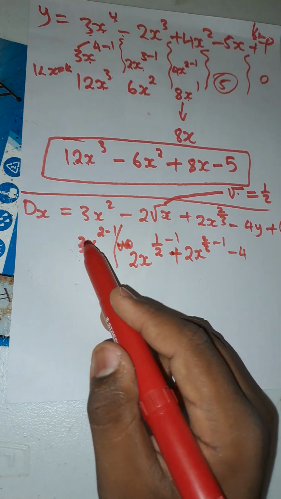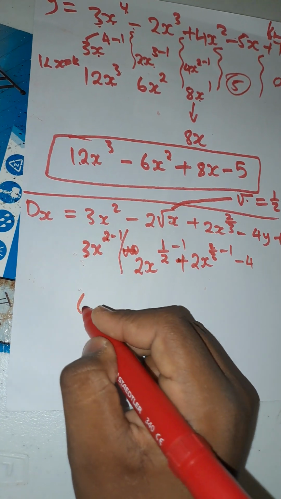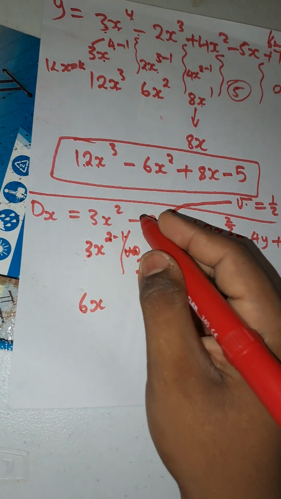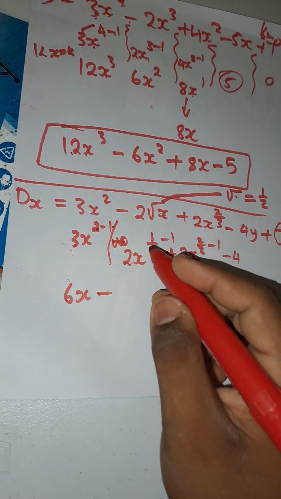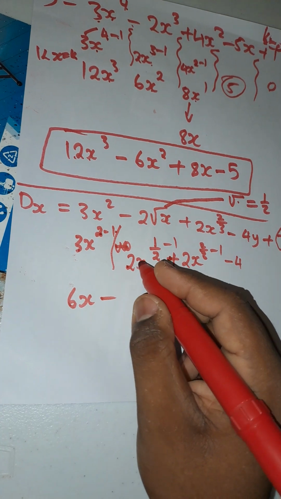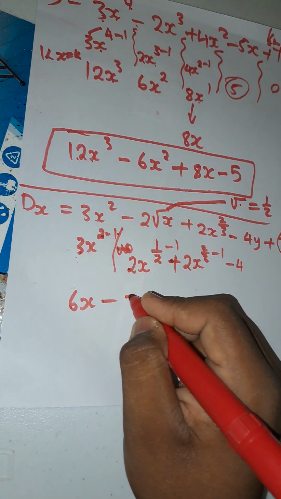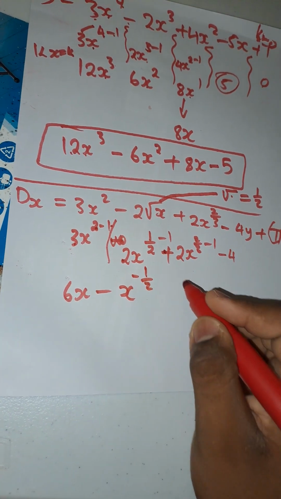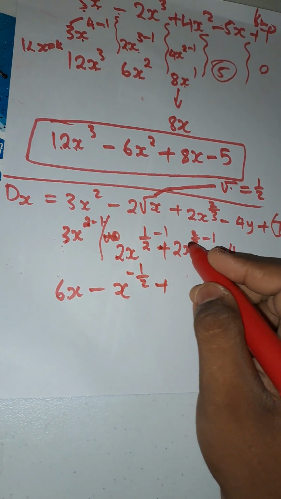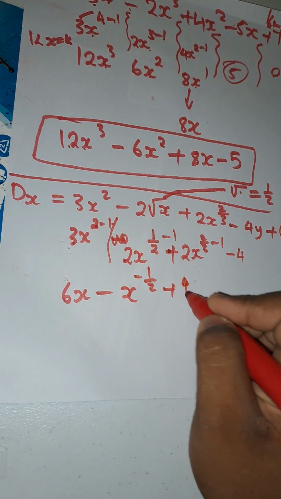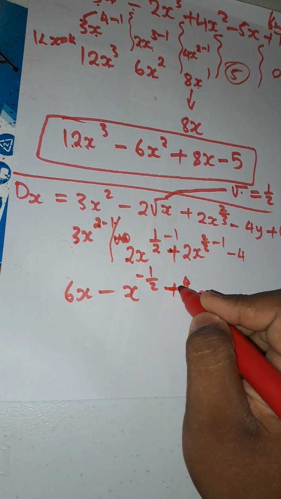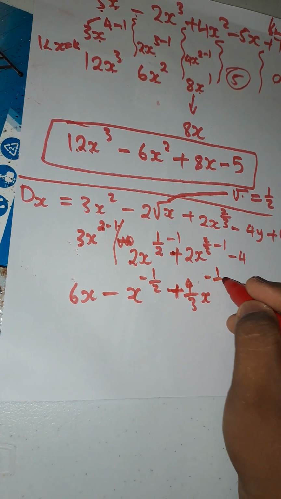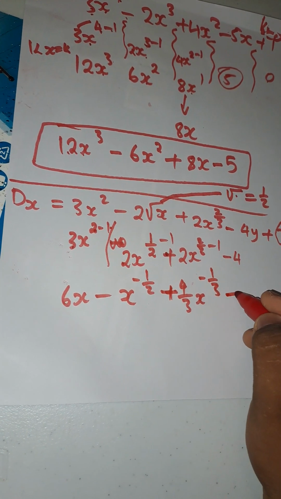So let's start. 3 times 2, 6, but I put x. 2 times 1, it is 1, so I leave it like that. Then I follow my minus. Minus what? 2 times half, it is 1. 1 times x, it is the same as x. And then 1 over 2 minus 1, it is minus 1 over 2. And then plus 2 times 2 over 3, it is 4 over 3. I don't leave my x. And then 2 over 3 minus 1, it is minus 1 over 3. This becomes minus 4.